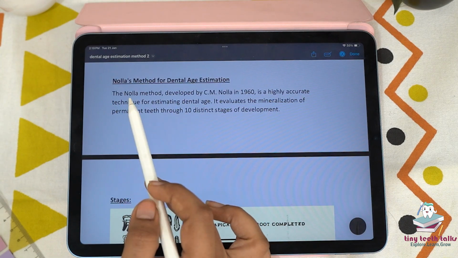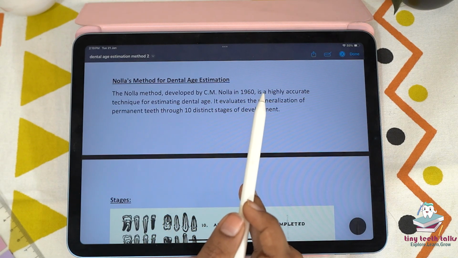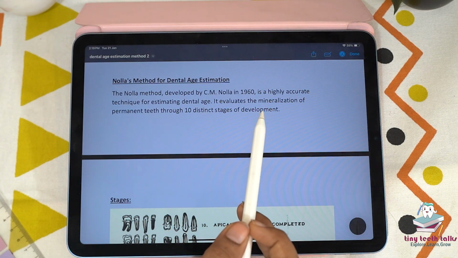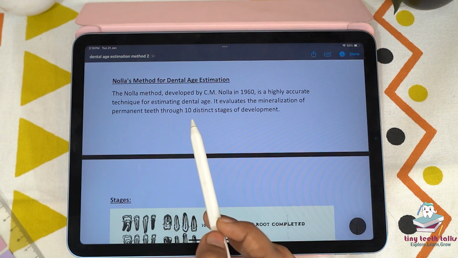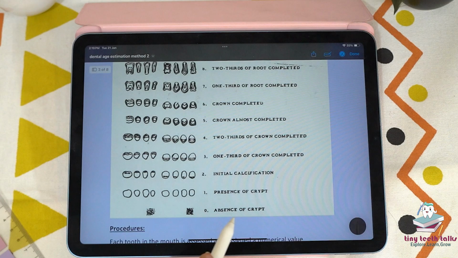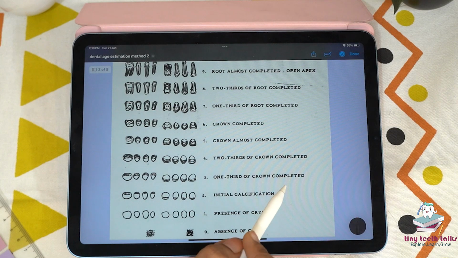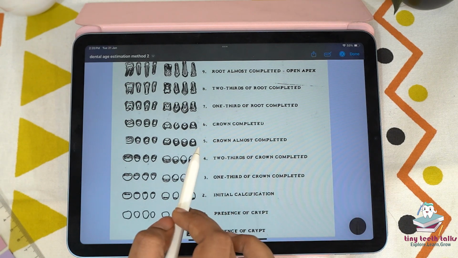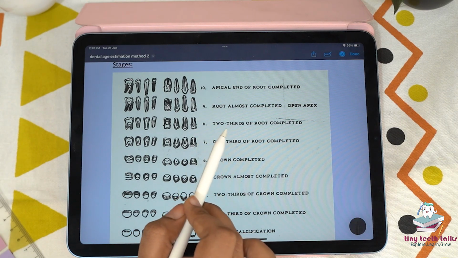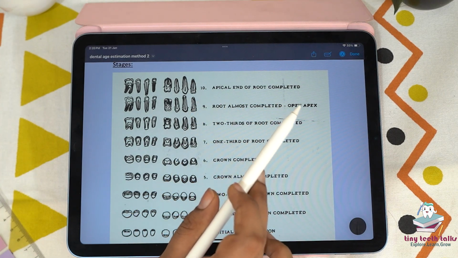The second method is Nolla's method for dental age estimation. The Nolla method, developed by C.M. Nolla in 1960, is a highly accurate technique for estimating dental age. It evaluates the mineralization of the permanent teeth through 10 distinct stages of development. So these are the 10 stages. Zero is absence of crypt, one is presence of crypt, two is initial calcification, three is one third of the crown completed, four is two thirds of the crown completed, five is crown almost completed, six is crown completed, seven is one third of the root completed, eight is two thirds of the root completed, nine is root almost completed with open apex, and ten is apical end of the root completed.